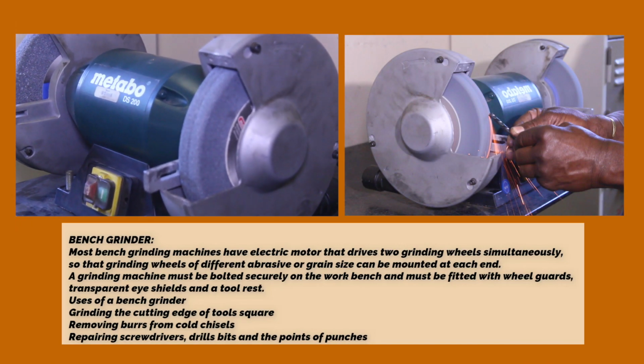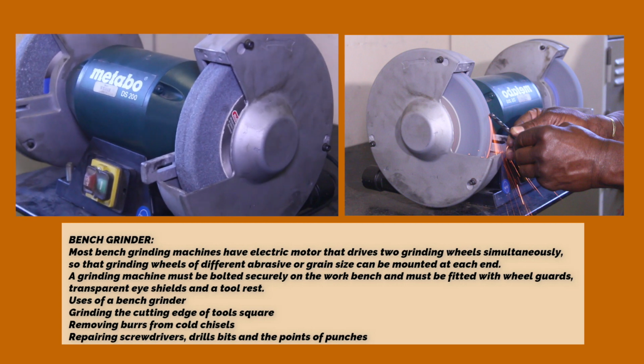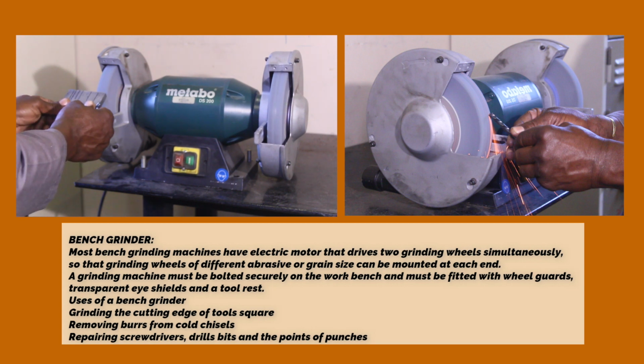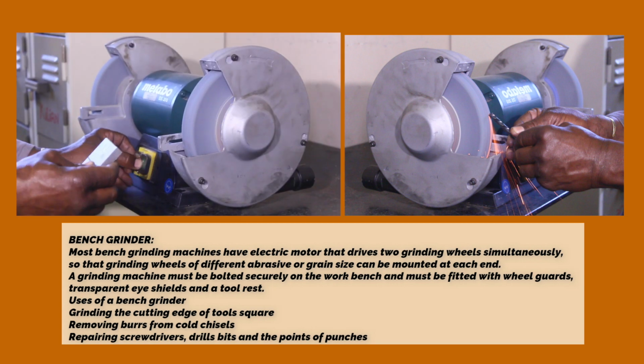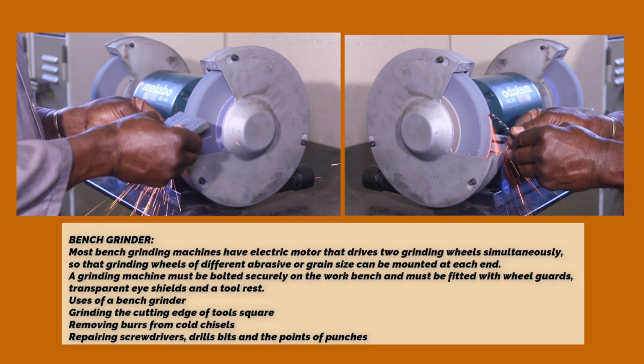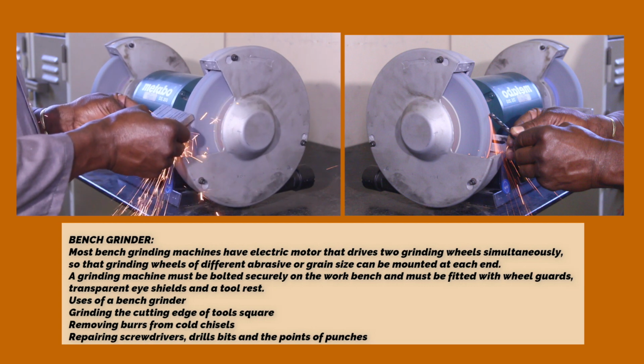Bench grinder. Most bench grinding machines have an electric motor that drives 2 grinding wheels simultaneously, so that grinding wheels of different abrasive or grain size can be mounted at each end. A grinding machine must be bolted securely on the workbench and must be fitted with wheel guards, transparent eye shields, and a tool rest.